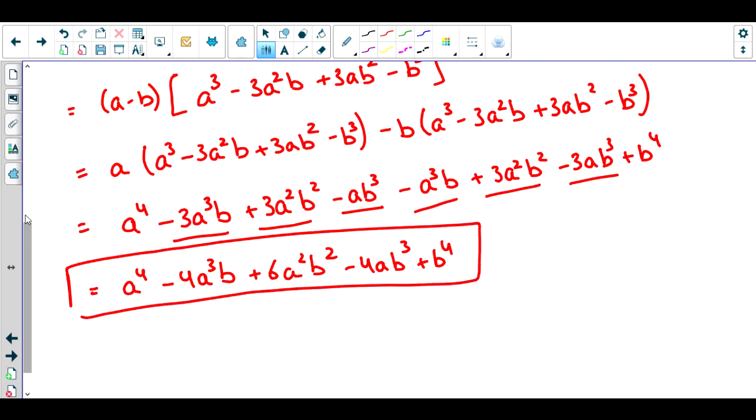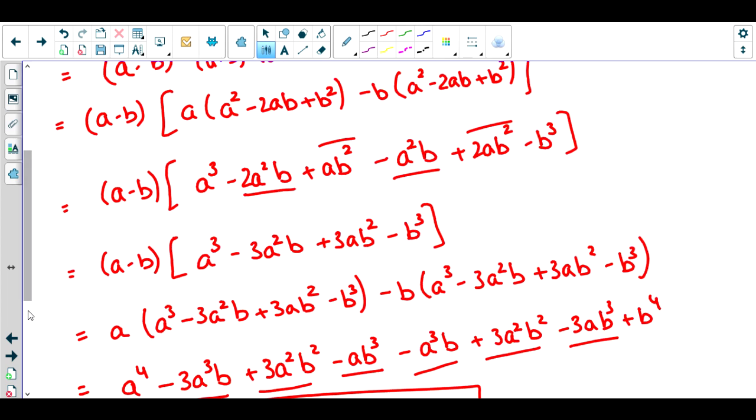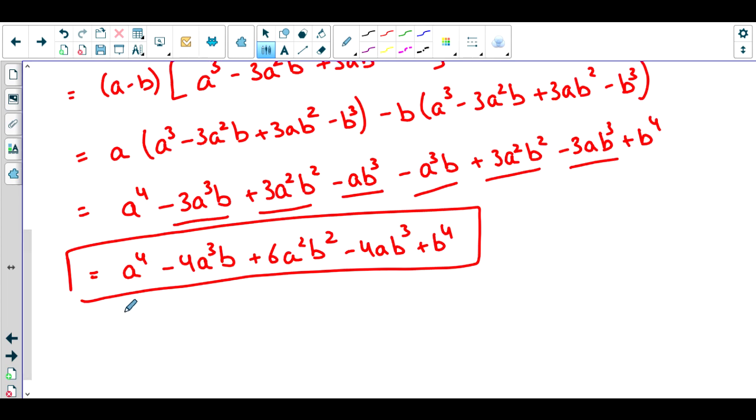This is what this is by expansion. If the question says don't use Pascal triangle or says expand, then you have to use this formula, this technique to solve the question.